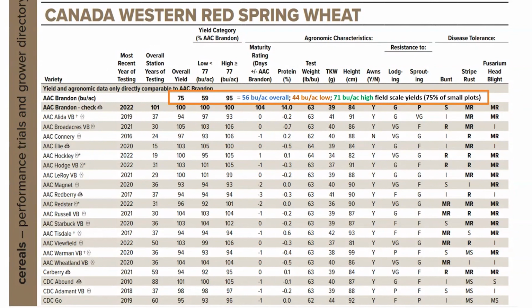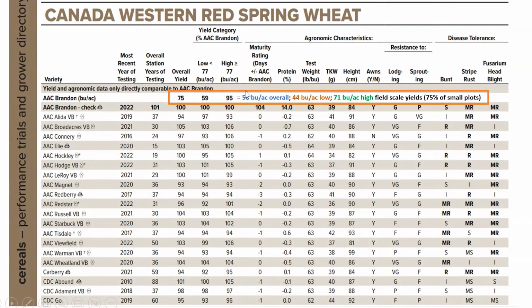So if we were to convert these small plot yields to field scale yields, we'd look at overall yields of 56 bushels per acre, which is close to typical on a typical year, whatever that is. And then our low yield column is equivalent to growers who are achieving yields of 44 bushels per acre or less for their CWRS wheat. And high yield environments are defined as those that would be equivalent to 71 bushels per acre or more. So that's what these three categories mean.